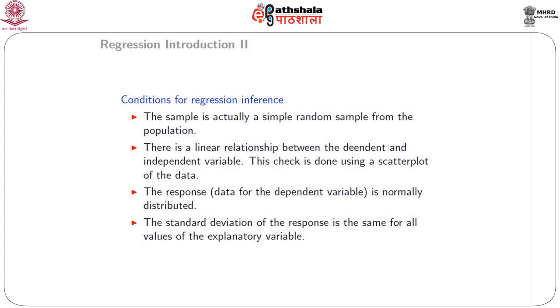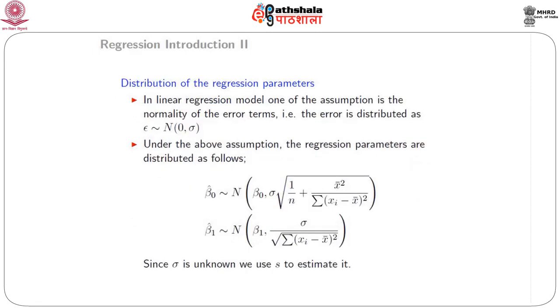We also assume for regression inference that the response variable is normally distributed, and the standard deviation of the response is the same for all values of the explanatory variable. This can be drawn as a conclusion from the assumption of linear models that the error terms are homoscedastic, or the variances of the error terms are same. Now, before we discuss the inferential methods, let me give you a brief outline of the distribution of the regression parameters. In linear regression model, one of the assumptions is that the error terms are normally distributed.